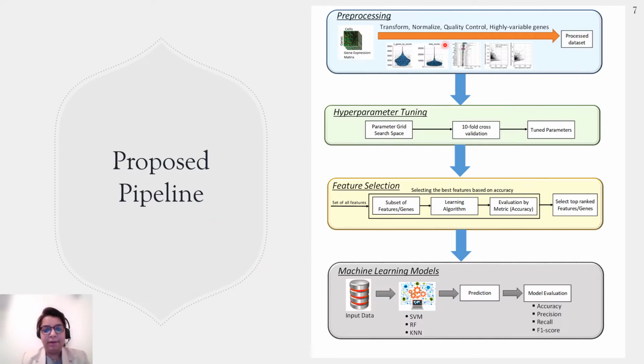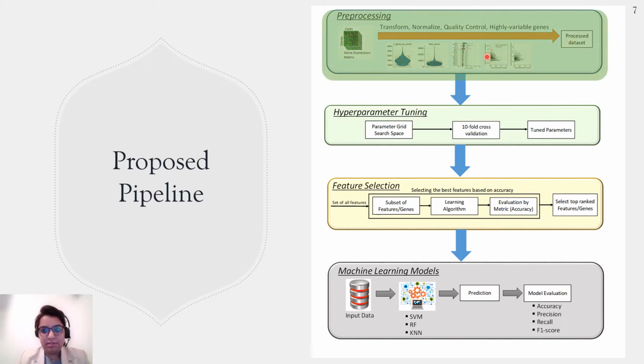Next, this is the pipeline of our method, which consists of four steps: pre-processing, hyperparameter tuning, feature selection, and machine learning model. I will explain each step in detail in my upcoming slides. The first step is pre-processing. This step includes basic filtering, normalization, log transformation, and scaling. To perform pre-processing, we followed the standard ScanPy pre-processing pipeline for single-cell RNA-seq data analysis.